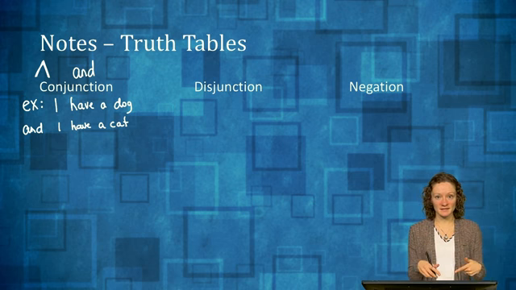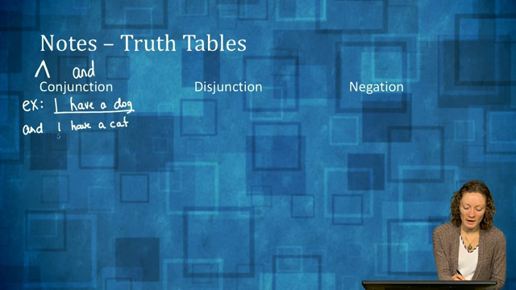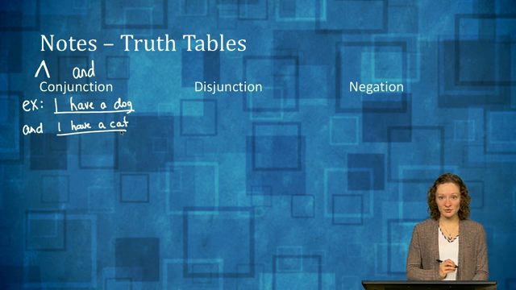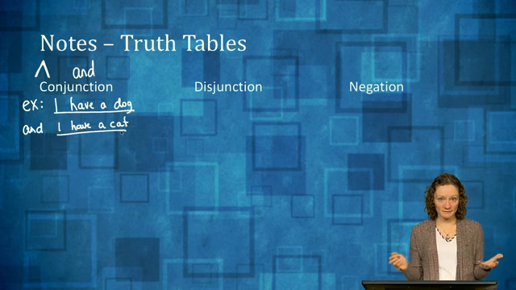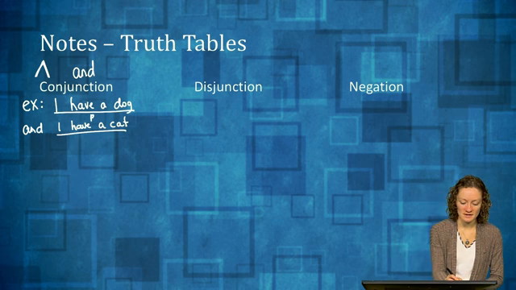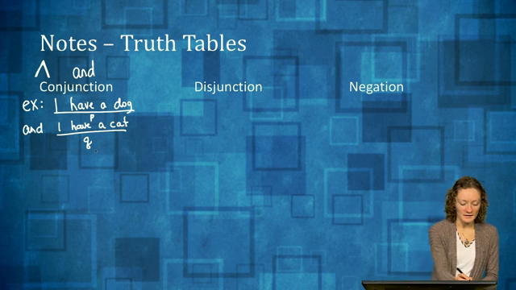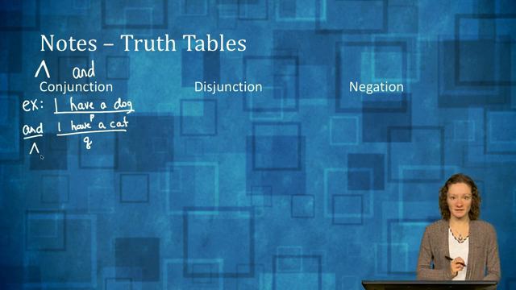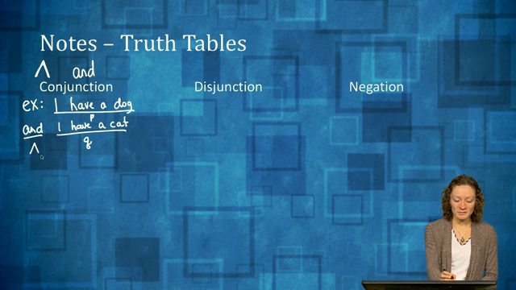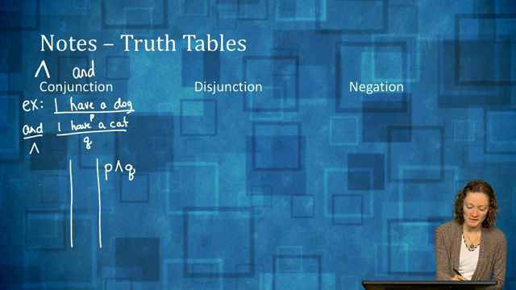Okay, so let's translate this to symbols so that we can do the truth table. We have 2 ideas in this sentence that can be deemed true or false. I have a dog, that's something that could be true or false. We'll call that idea P. And I have a cat, another idea that could be true or false. And they're connected with the word and, so this is definitely a conjunction. So ultimately, this statement is P and Q. So that's what our final line will be.